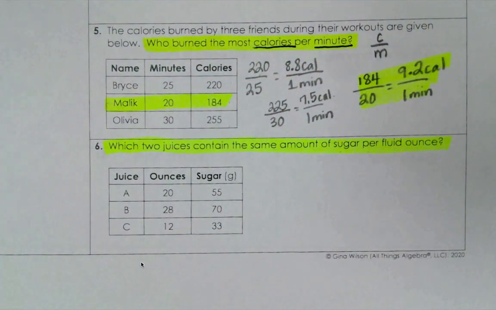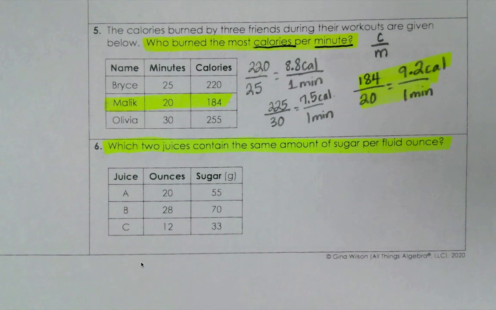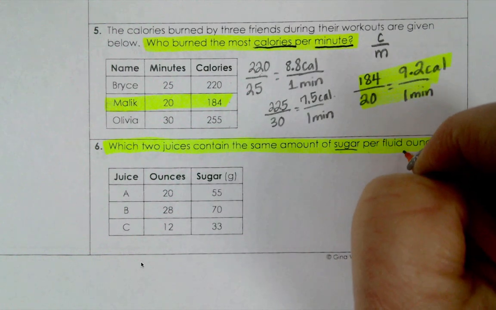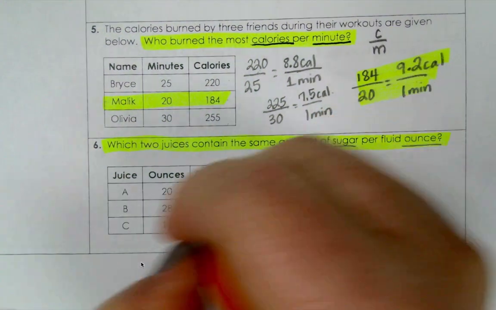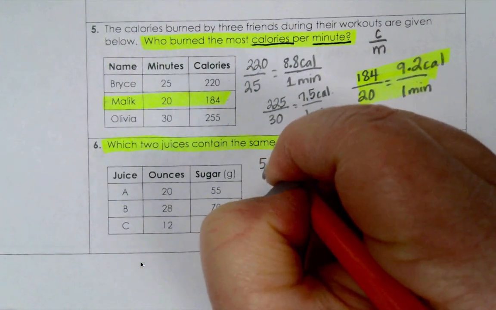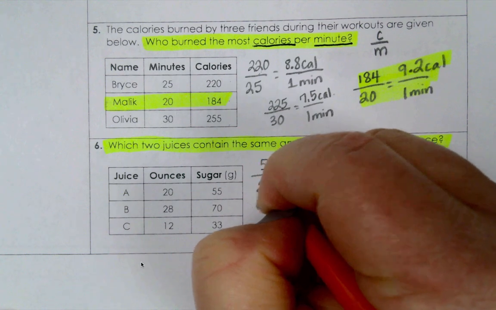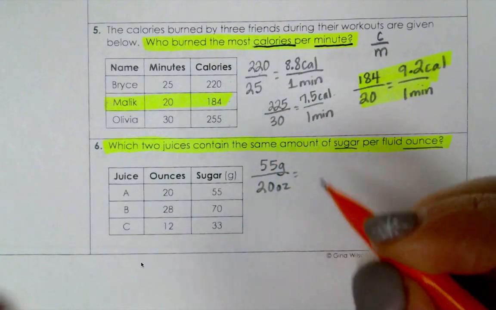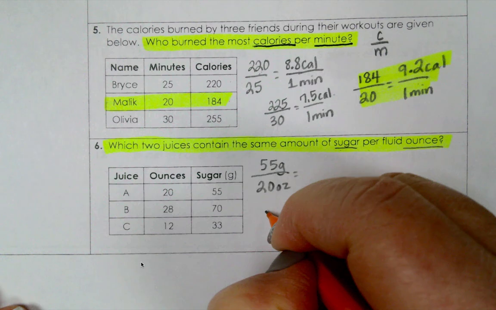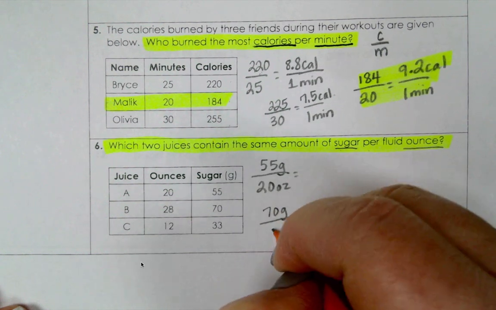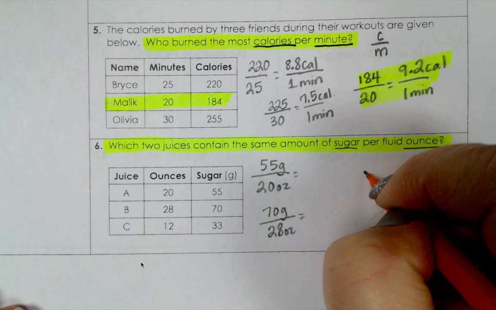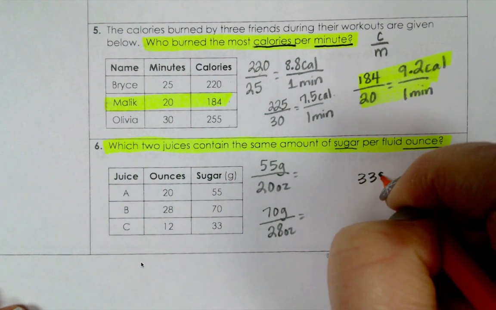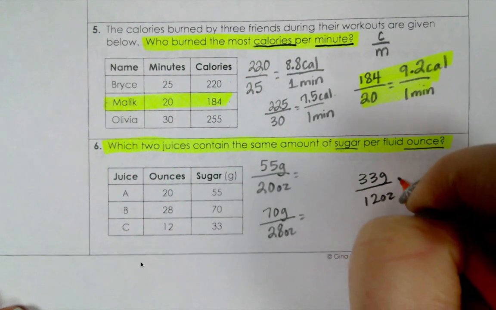So we need to find sugar per ounce, okay? So sugar to ounce. Juice A is 55 grams of sugar per 20 ounces, okay? Juice B is 70 sugar per 28 ounces. C is 33 grams of sugar for 12 ounces, okay?